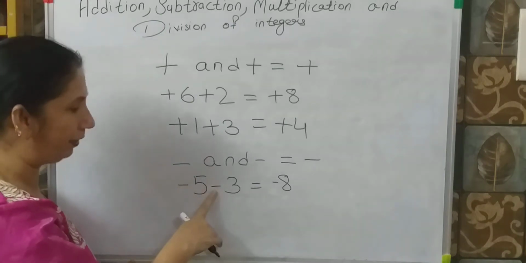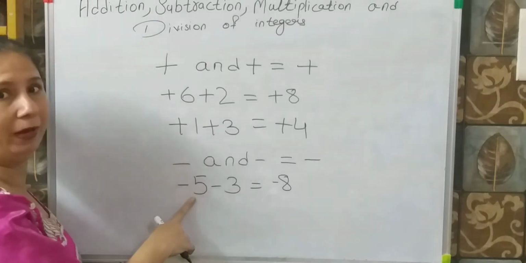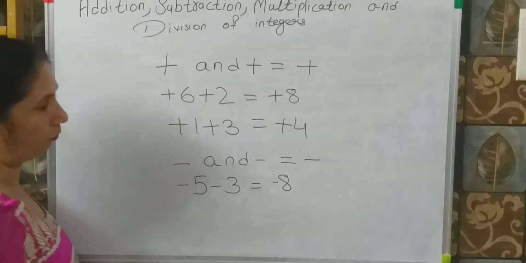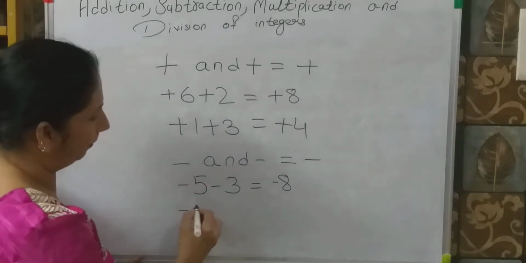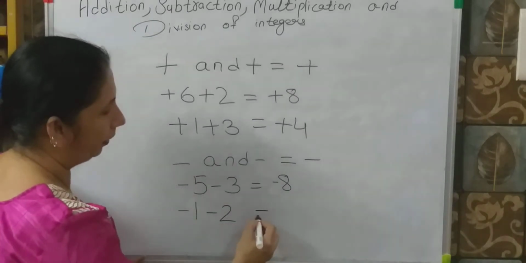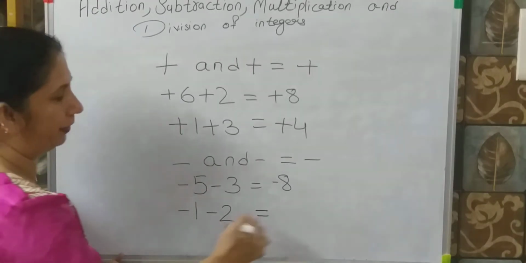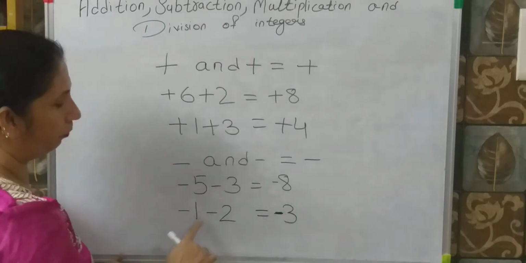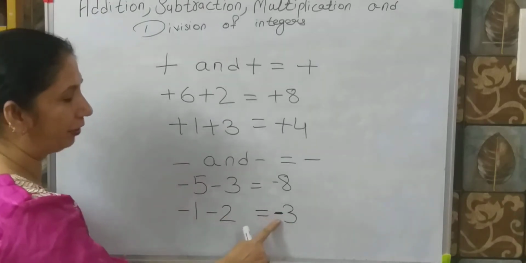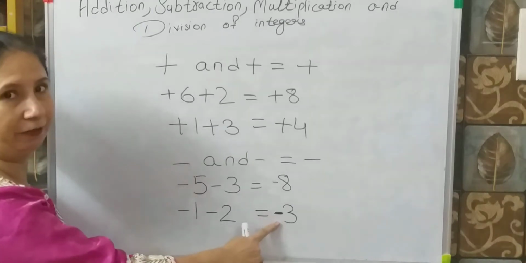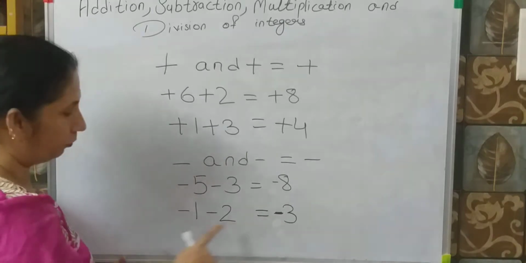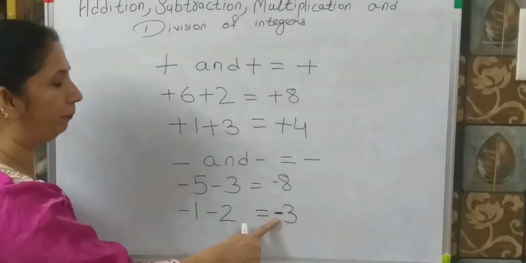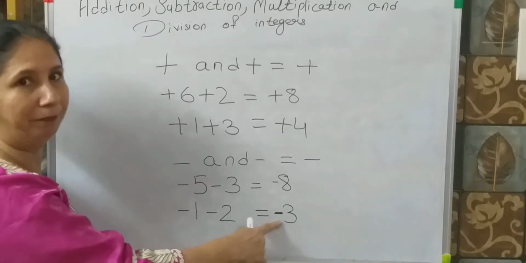Whenever you get two negative signs, you have to add the numbers and put the negative sign with that particular answer. Suppose one more example, -1 -2. Again you have to add, 1 plus 2 is 3. But you have to put the negative sign because in both numbers we have a negative sign. If you forget to put the negative sign, you will get it wrong. So with two negative signs, we are doing addition, but we are putting the negative sign, the minus sign.